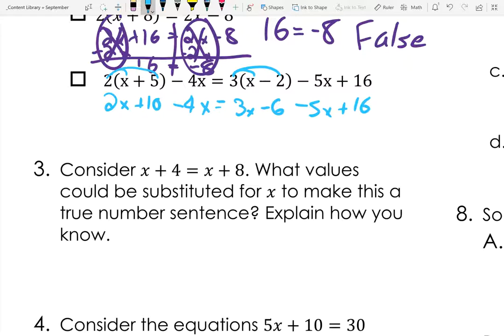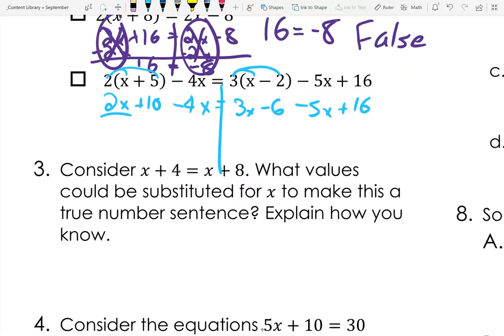So I've just taken care of this parentheses. Just distributed the 2 to the x plus 5 and the 3 to the x minus 2. But now I've got some like terms to combine on either side. So I've got 2x and negative 4x. Now keep in mind, when they're on the same side, both of these are on the left side, we just put them together like we read them.